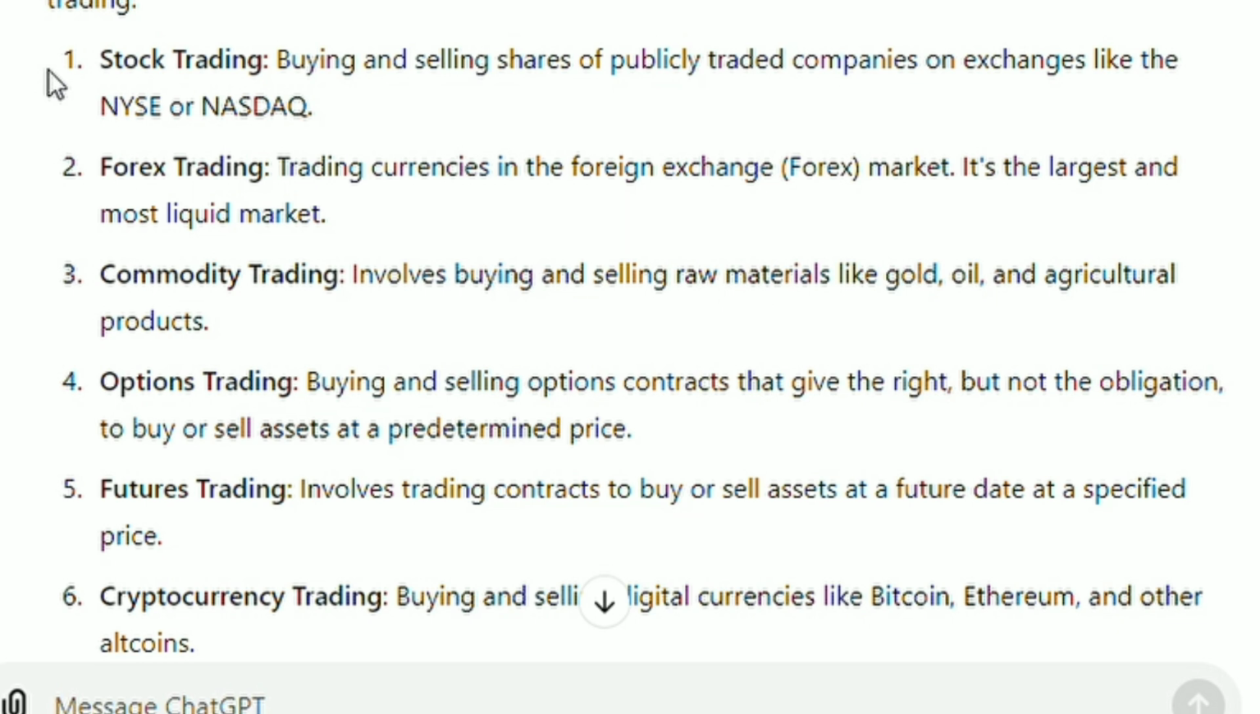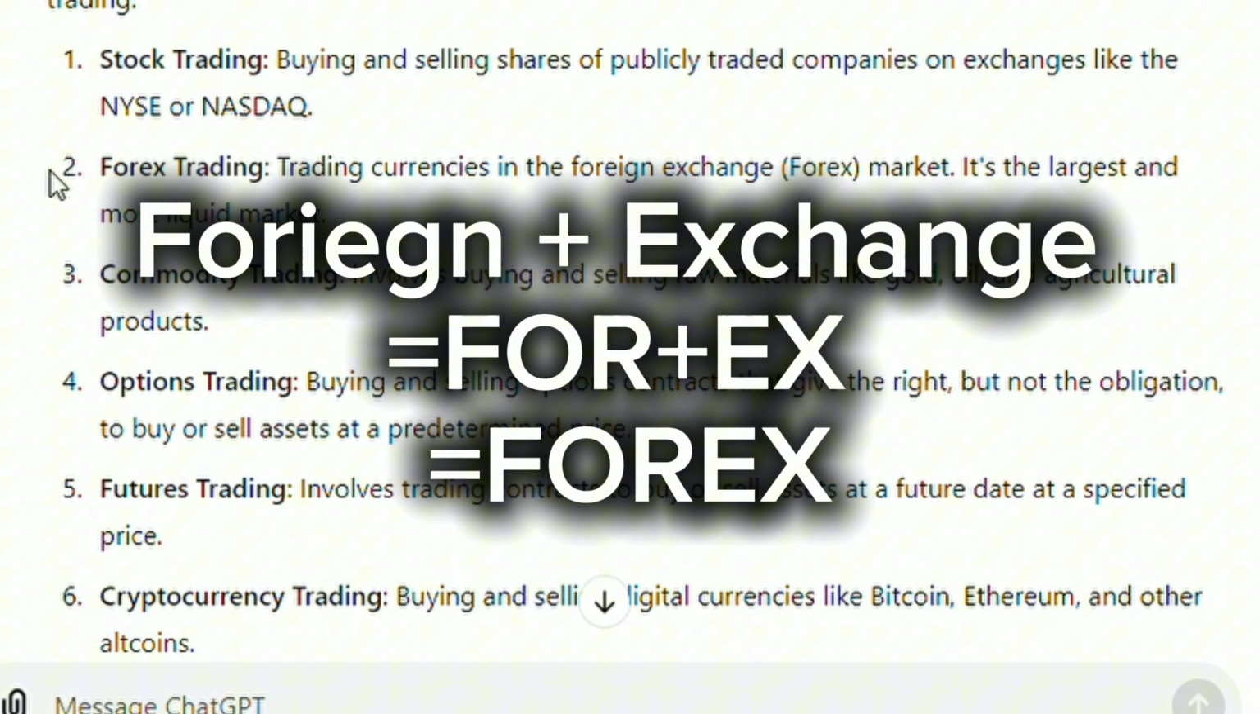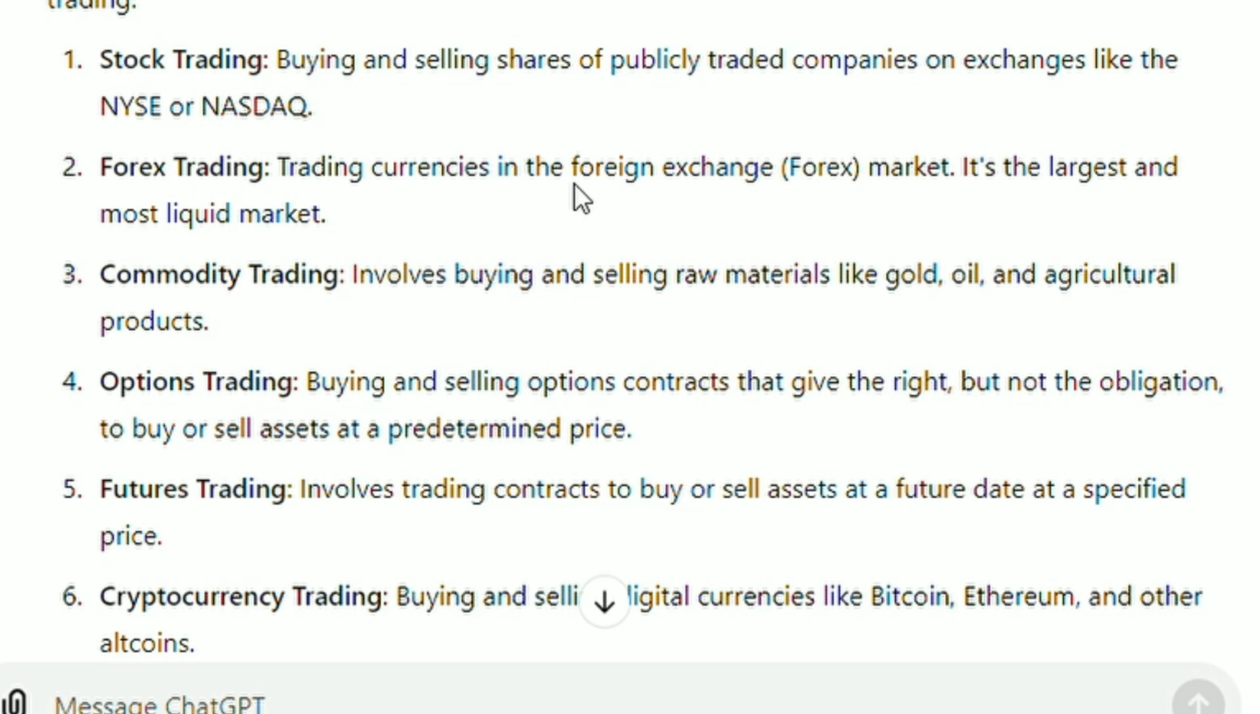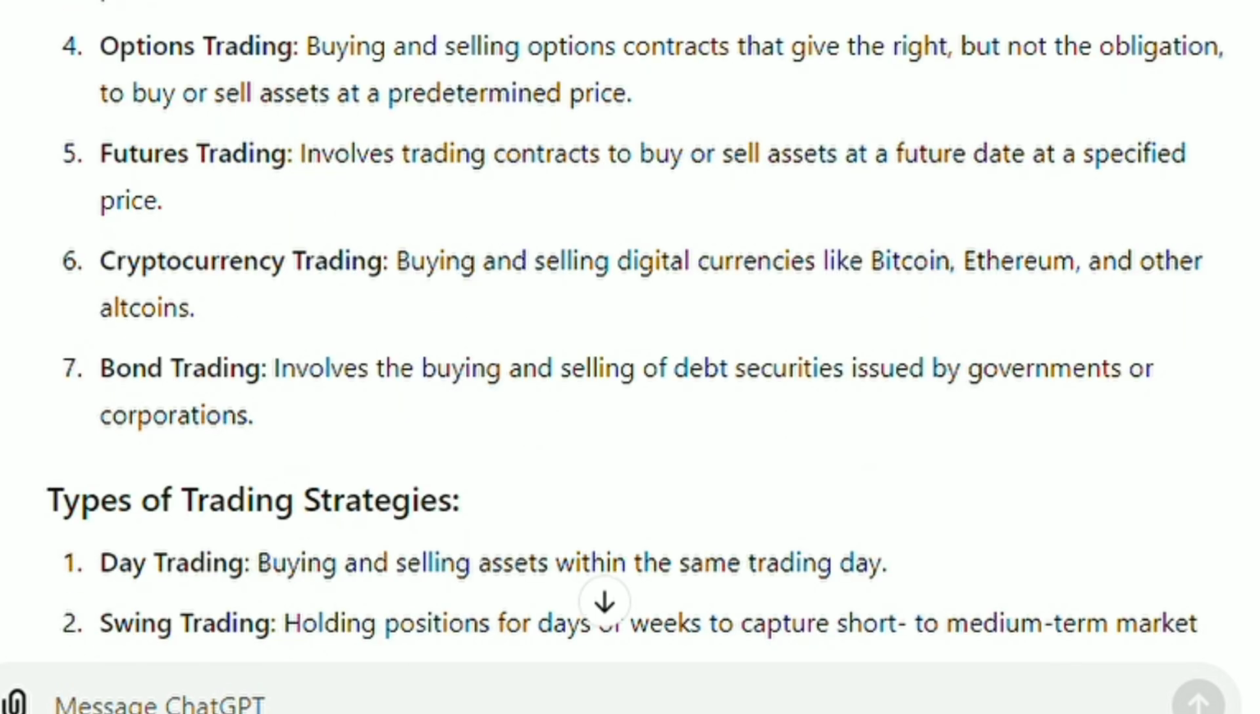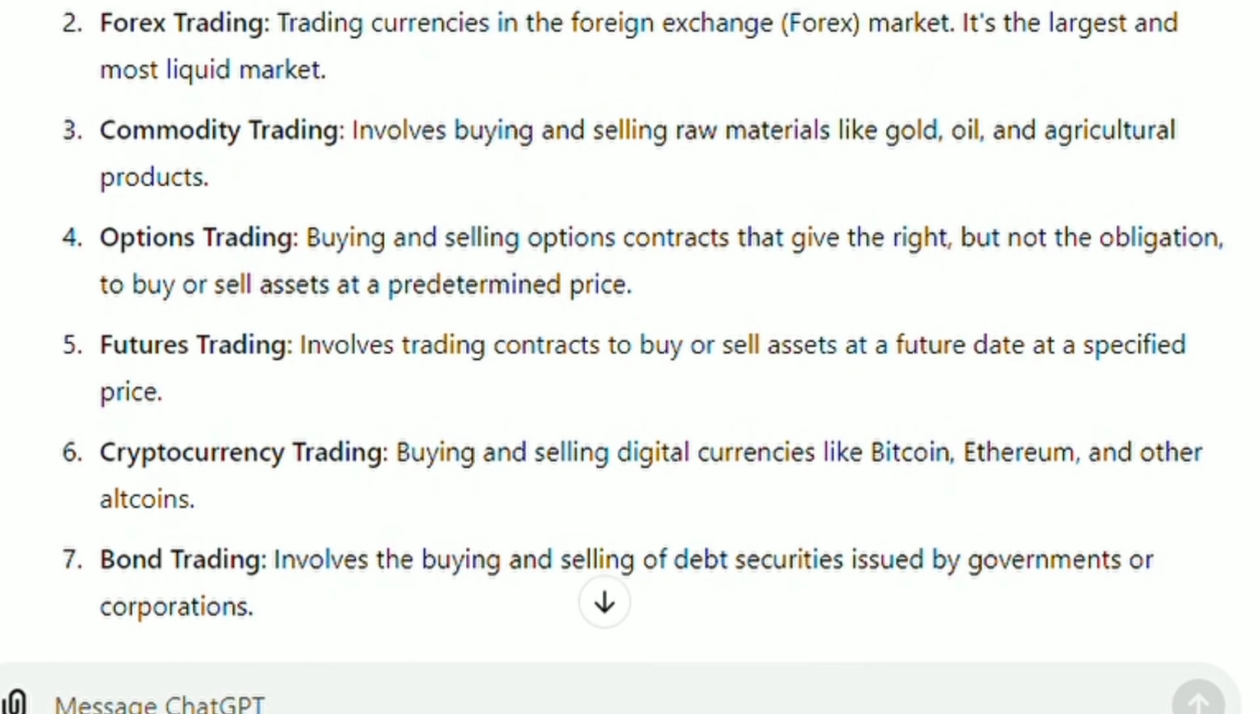So forex trading is what? As you can see here, this is number 2, forex trading. Forex trading is trading currencies in foreign exchange. The word forex stands for two words, foreign and exchange. It is the largest, most liquid market. This forex market is the largest market among all these markets that you can see here, from number 1 to number 7. Forex is the largest financial market in the whole world. Of all the markets, forex is number 1. They have a volume of over $6 trillion daily.